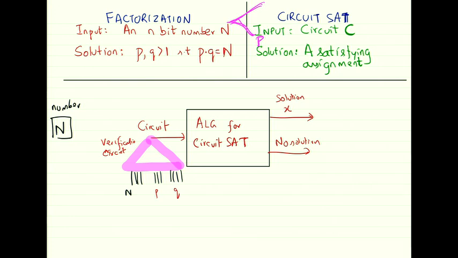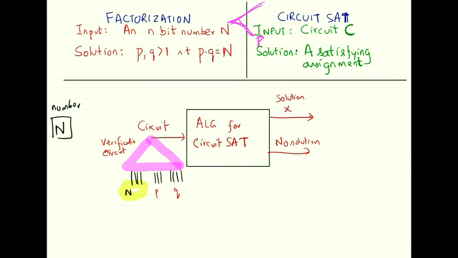Now what I'm going to do is take the verification circuit and hard code N in here. I'm going to fix these inputs to N. I can always do that, right? I can take a circuit and pick any subset of inputs, set them to 0 or 1, and still have a circuit. So I take the verification circuit for factorization and fix the input N. Now I have this circuit where N is fixed, P and Q are not fixed. These wires are not fixed.